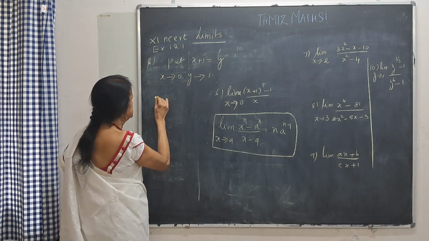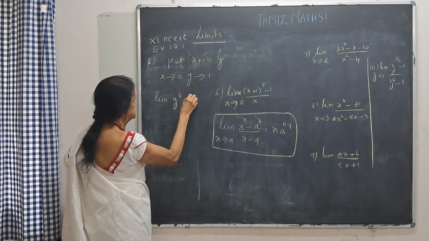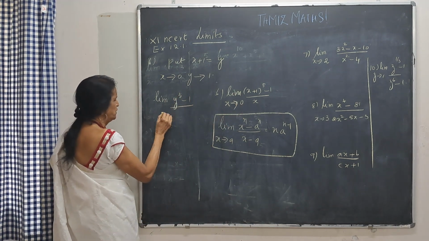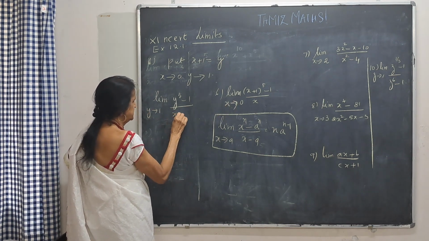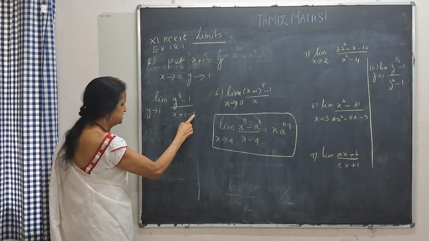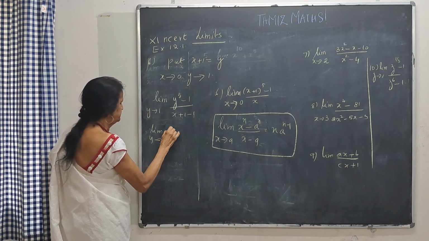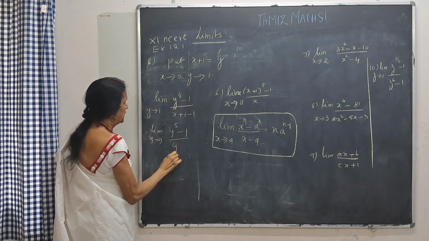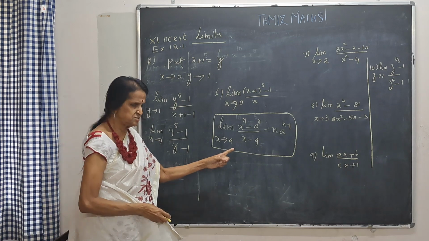So this problem will change now as limit y tends to 1 of (y power 5 minus 1) by x. Now I have an x here. What will I do? I will write this x as x plus 1 minus 1, which is y minus 1. So what do you have now? Then you have this formula.